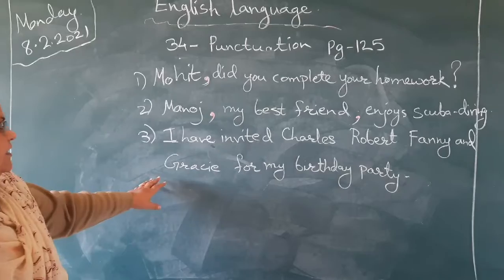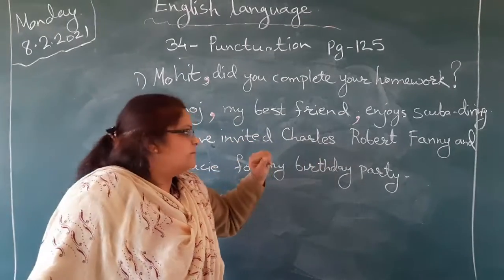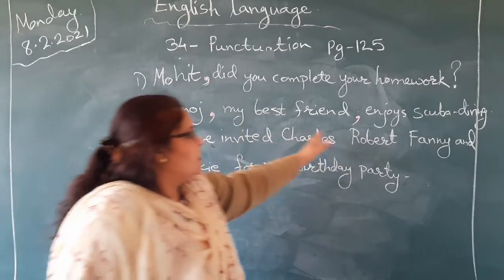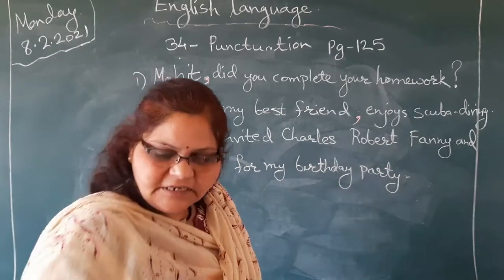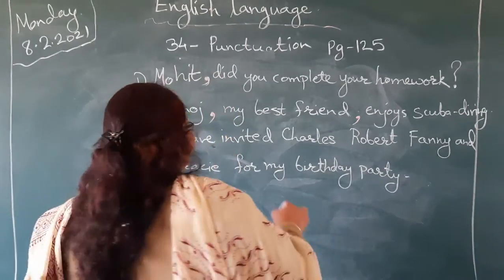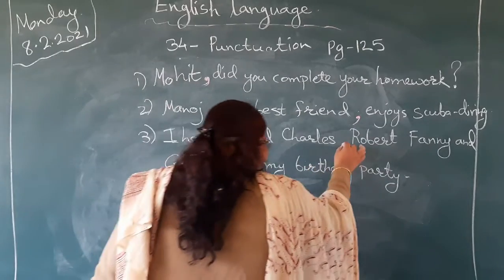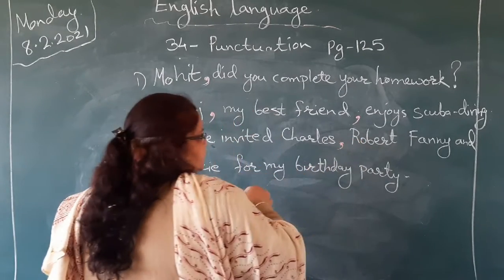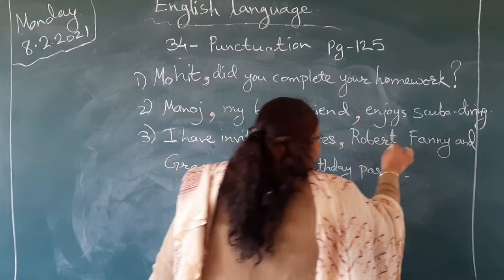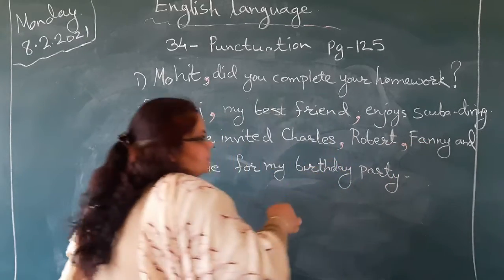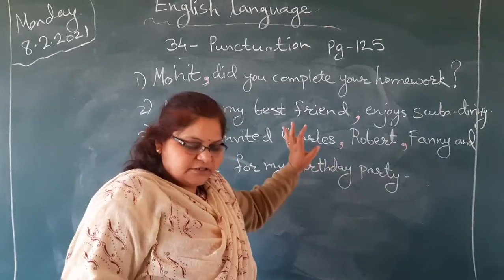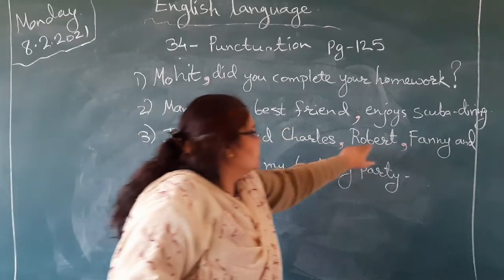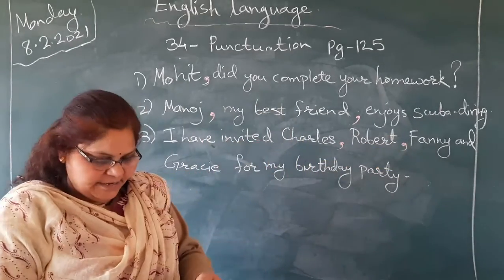So this is a sentence. The birthday party is there and his friends have been invited. What are the names of the friends? Charles, Robert, Fanny and Gracie. When we are saying it, we are not saying it continuously. We say, I have invited Charles, then have a little pause, so we put a comma. Robert, and Fanny and Gracie. So for one birthday party, we have to put commas after the friends' names.